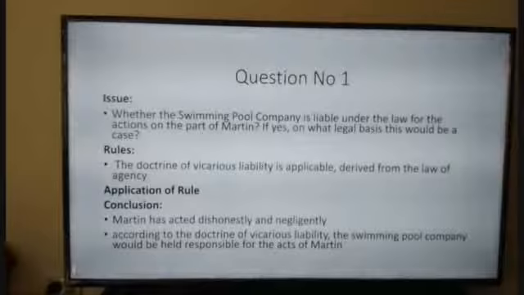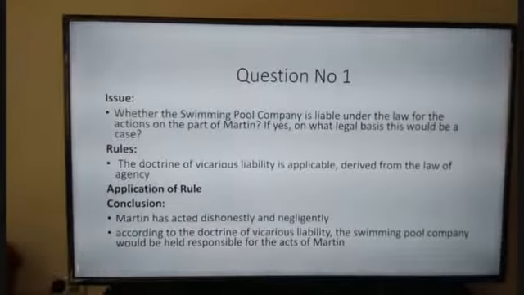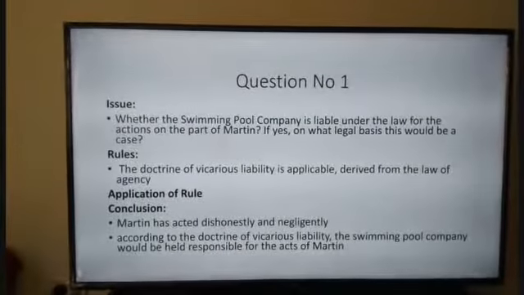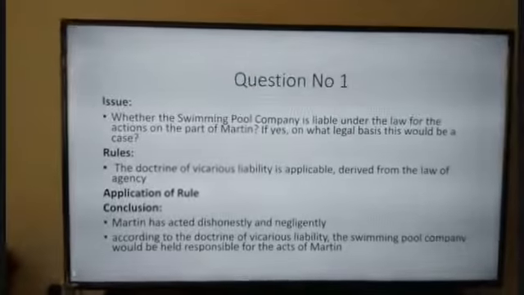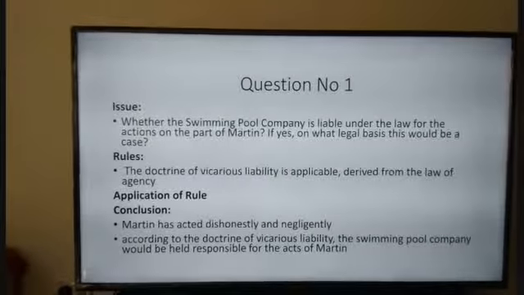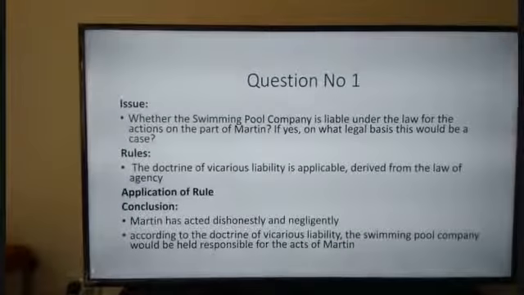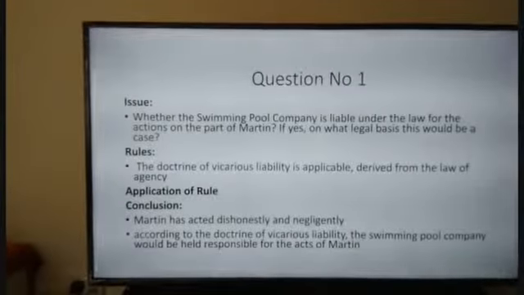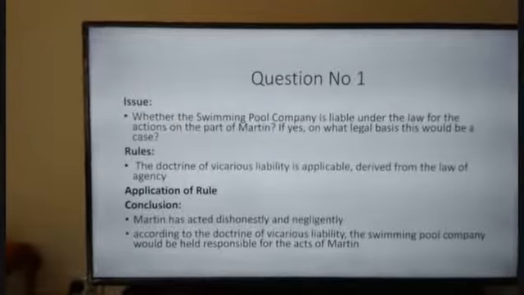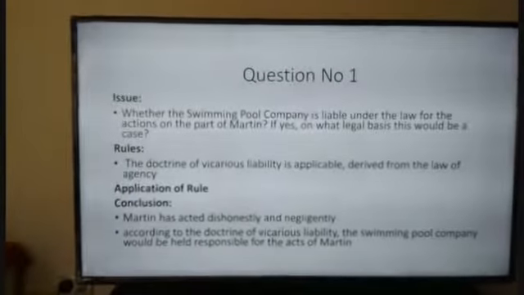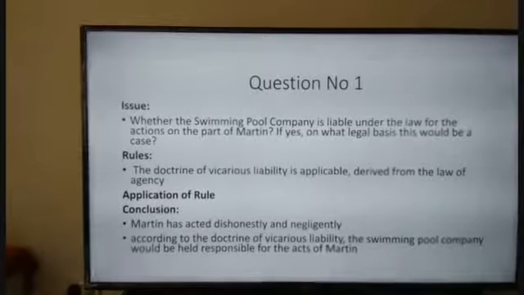According to the rule, the doctrine of vicarious liability is applicable in the given case, and an employer may be responsible for the actions of the employees, where the employee remains primary and the employer is secondary. Applying this rule in our case, Martin was employed as the sales manager by the swimming pool company and was entrusted with ample responsibility.